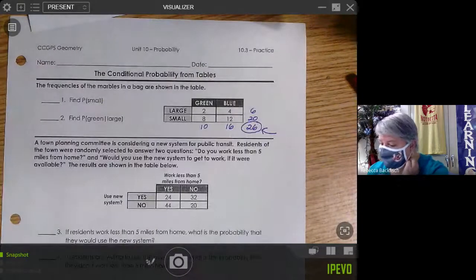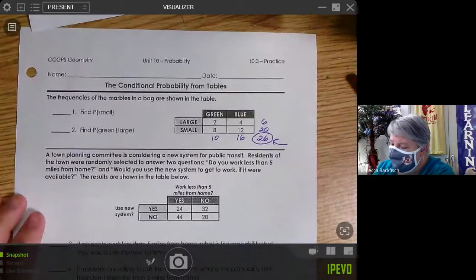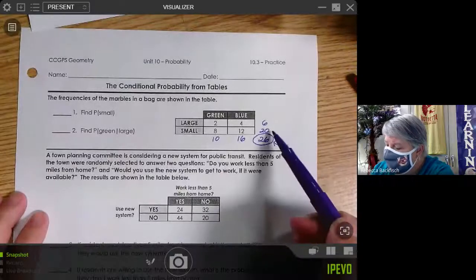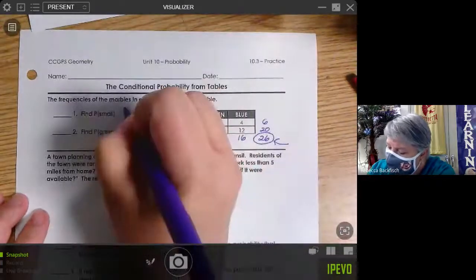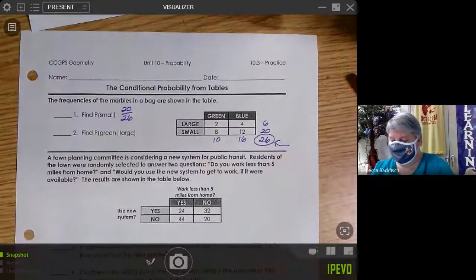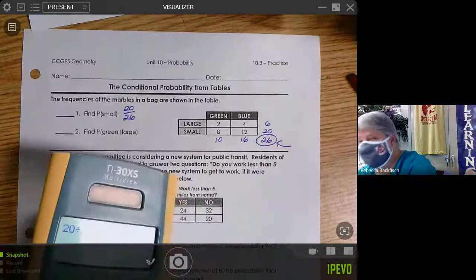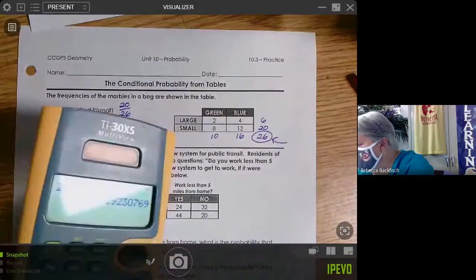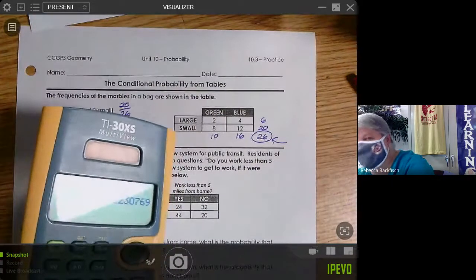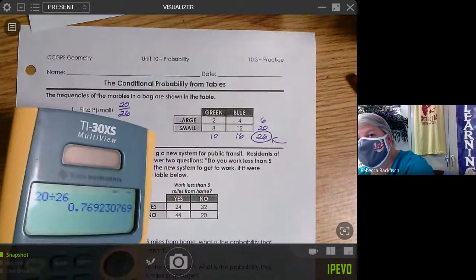Okay, so frequencies of marbles in a bag are shown on the table. Find the probability of drawing a small marble. Well, that would be 20 out of 26. We actually just talked about that. 20 out of 26. We're going to do it as a decimal. 20 out of 26. It's 0.77. I think we got 0.76 in our relative frequency table. That's okay. If I'm doing it from here and I'm dividing, I'm going to go ahead and go with 0.77.